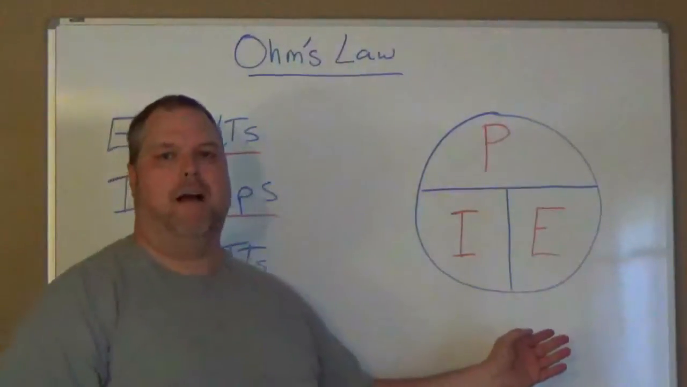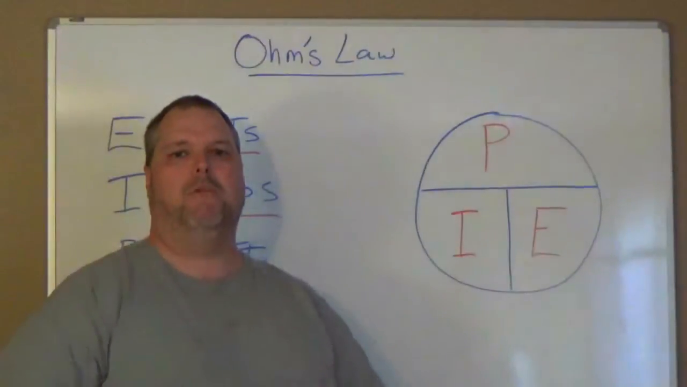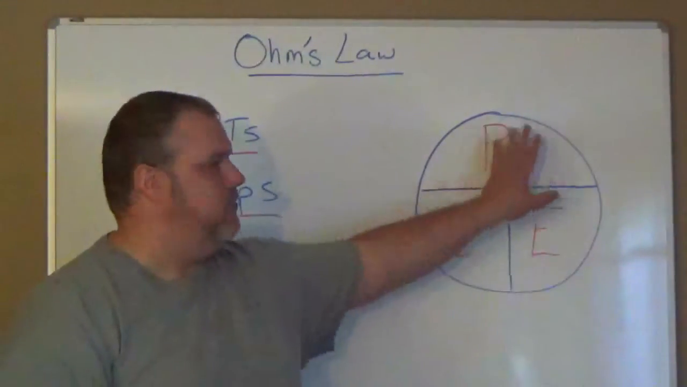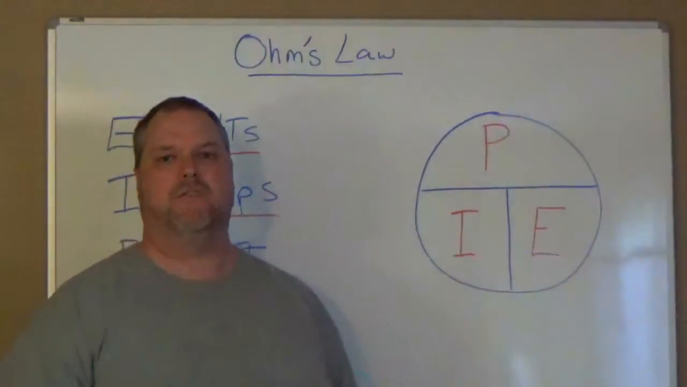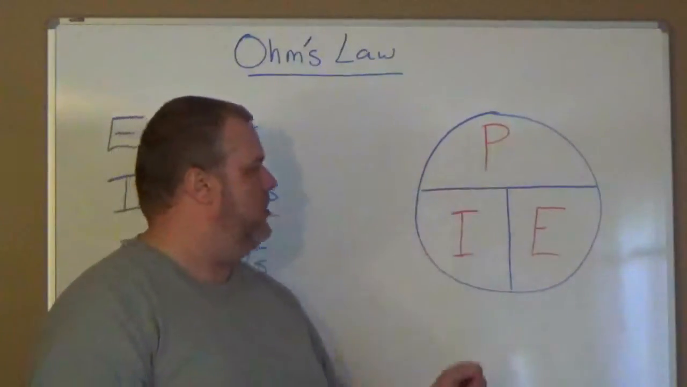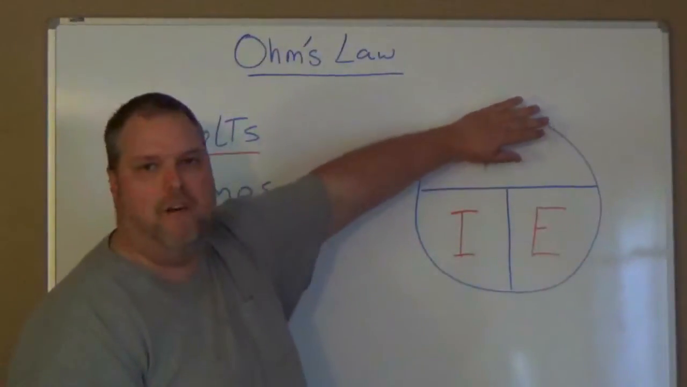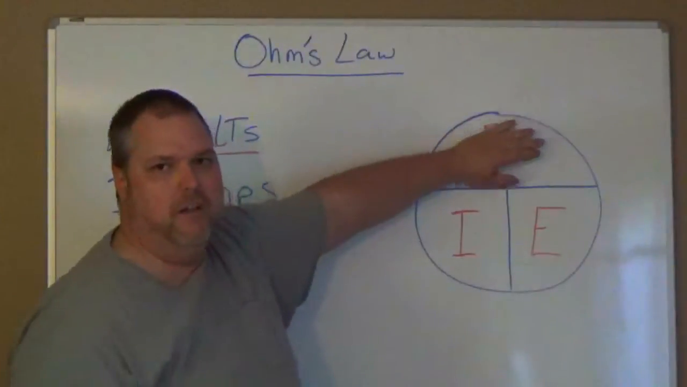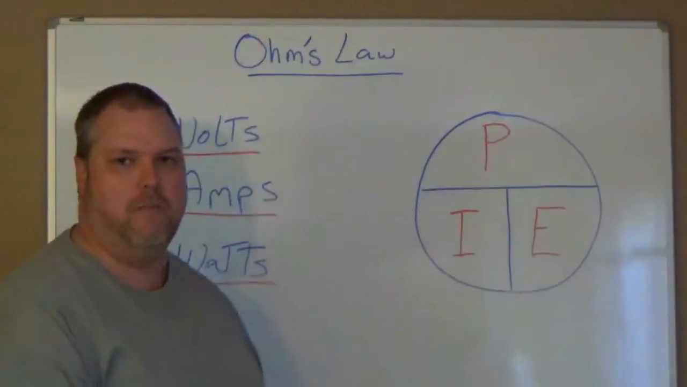Here's what we have, a pie chart. I like to teach this pie chart because it gives people the understanding that if I'm looking for something, all I have to do is cover something up, and as long as I take those two variables, I can figure something out. So it's kind of simple like this. If I wanted to find P, I would cover up P. This means I would have I and E that I would be looking for, but there's a little trick with this pie chart.